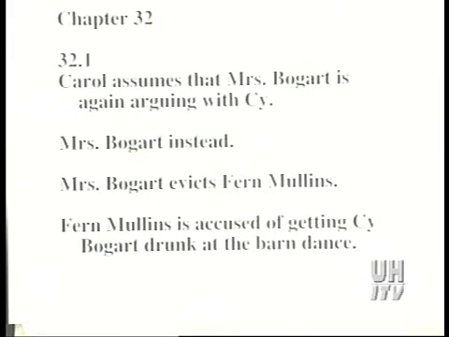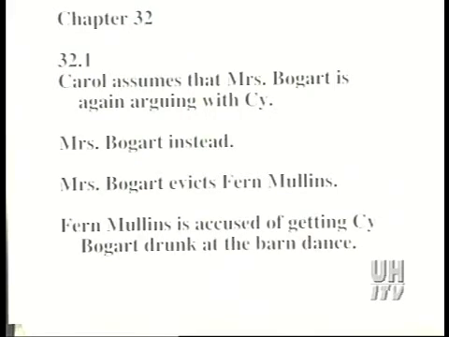The chapter begins when Carol hears Mrs. Bogart arguing, and she assumes she is arguing with her son Cy. She's always arguing with her son Cy. But instead she realizes that Mrs. Bogart is evicting Fern Mullins. And Fern Mullins is accused of getting Cy Bogart drunk at the barn dance.